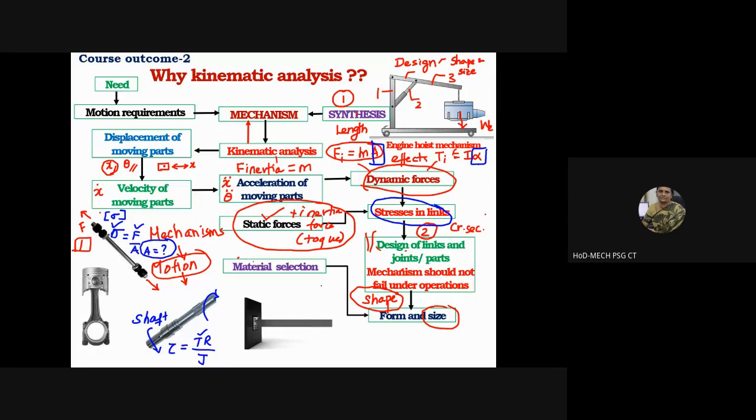Suppose this is something like this element here, then it will be subjected to a bending load. The bending stress will be calculated as, are you familiar with this equation? Bending equation?